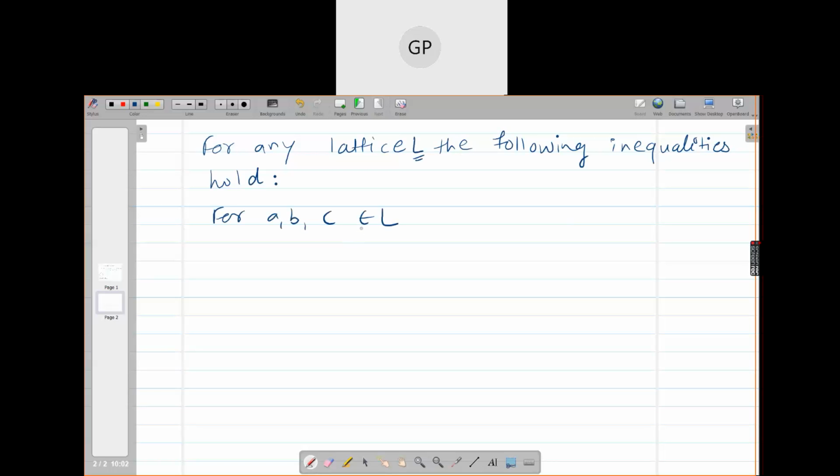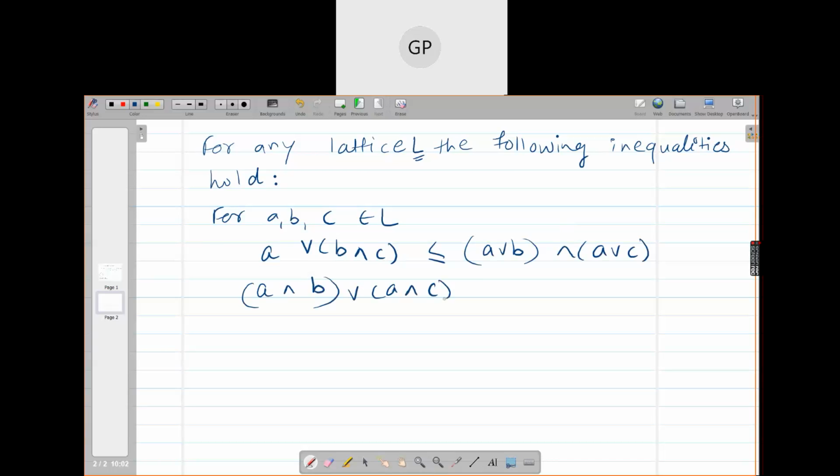For any A, B, C belonging to L, A join B meet C is less than or equal to A join B meet A join C, and A meet B join A meet C is less than or equal to A meet B join C. So these two need not be equal. I mean, A join B meet C need not be equal to A join B meet A join C, but these inequalities always hold, and we are considering an example for this.